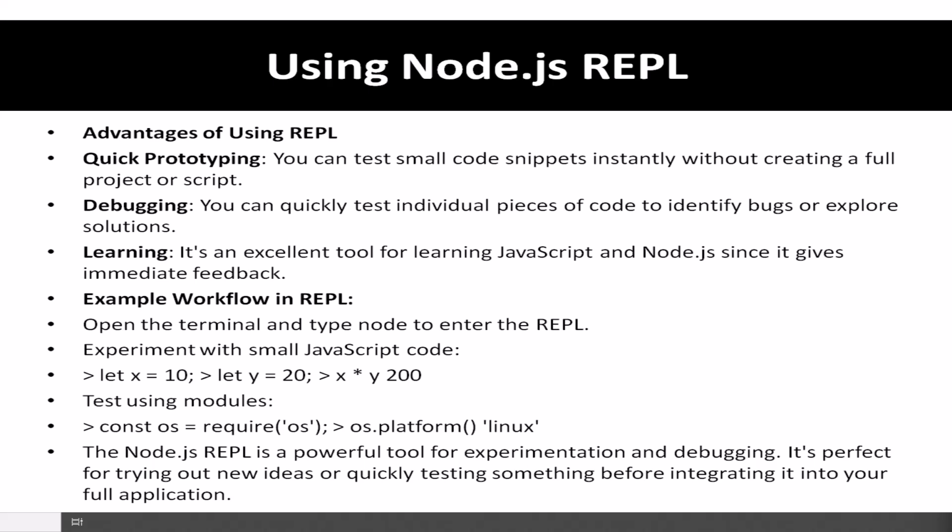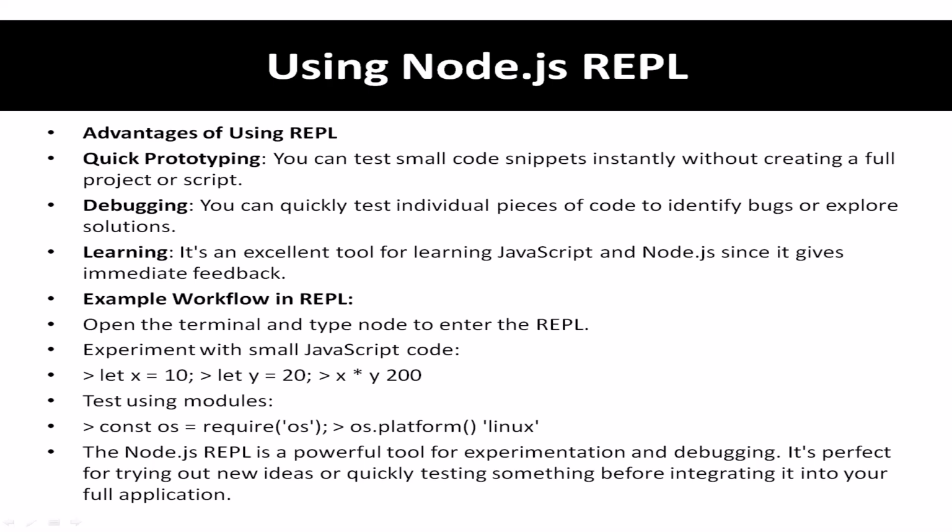Next, advantages of using a read-eval-print loop. The advantages are quick prototyping: you can test small code snippets instantly without creating a full project or script. Debugging: you can quickly test individual pieces of code to identify bugs or explore solutions. Learning: it is an excellent tool for learning JavaScript and Node.js since it gives immediate feedback.